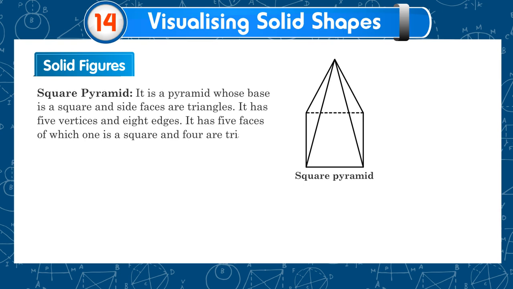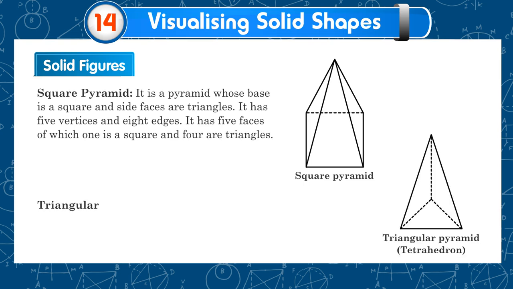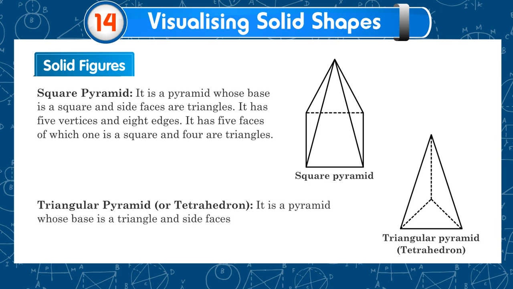Triangular pyramid or tetrahedron. It is a pyramid whose base is a triangle and side faces are also triangles having a common vertex. It has 4 triangular faces, 4 vertices and 6 edges.